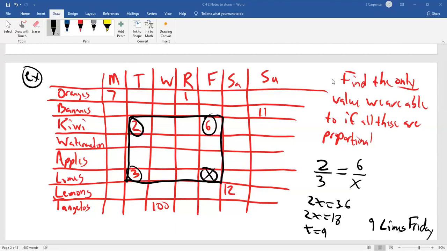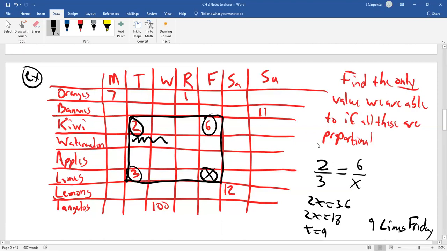So in the previous example, the 2 and the 3 were talking about apples and oranges. Now I've made them kiwis and limes. So that's why this is not going to be oranges anymore. This unknown was in the limes position. I did that intentionally, just to keep us on our toes.